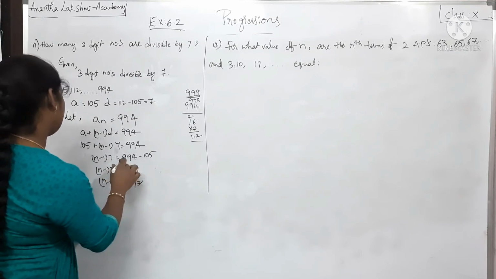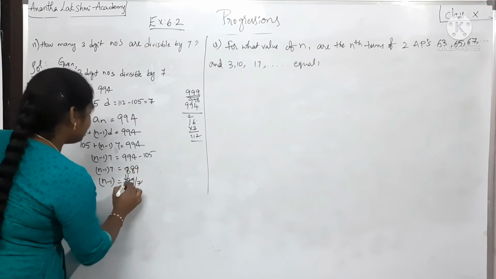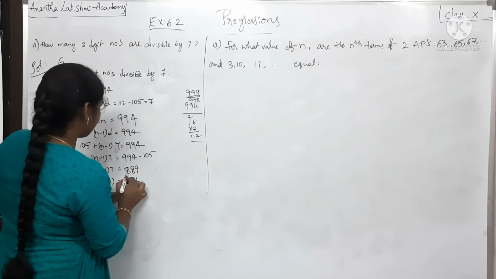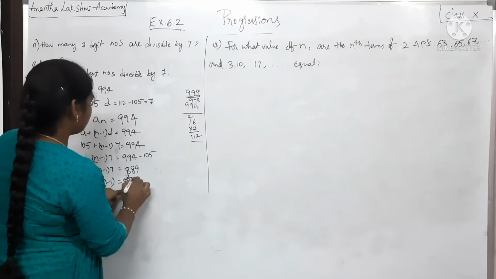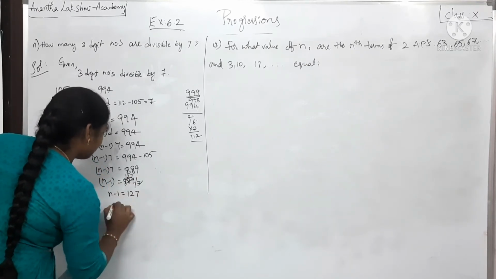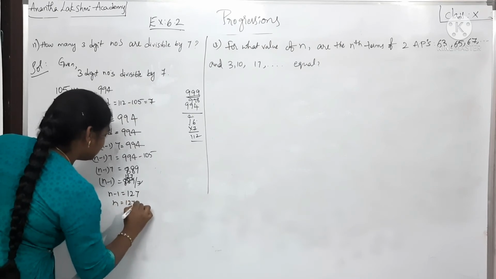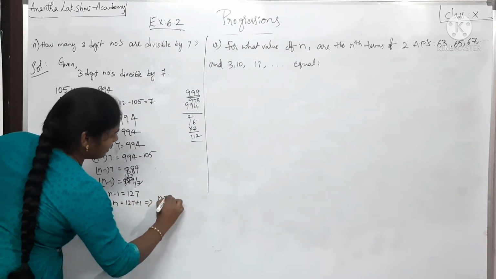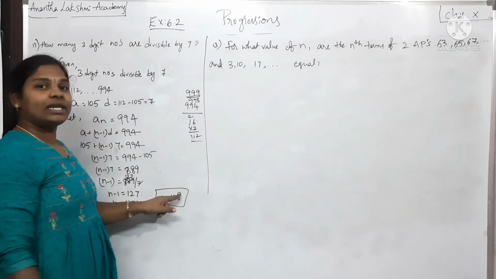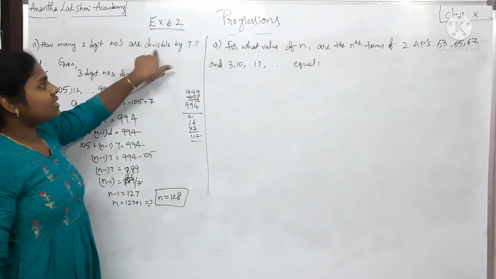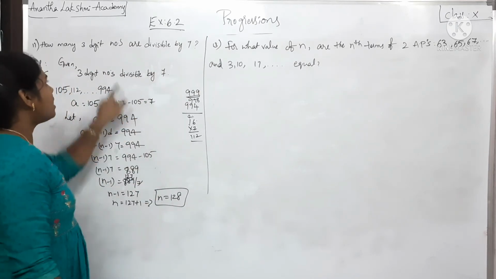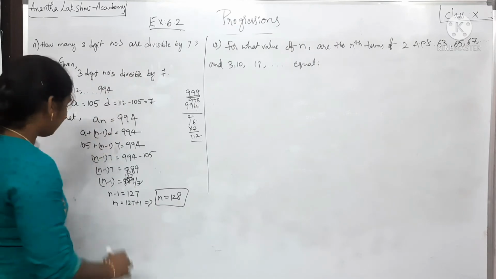Sorry, this is 8, 8, 9 by 7. 7 ones are 7 and this is 18. 7 twos are 14. So this is 127. n minus 1 is equal to 127. n is equal to 127 plus 1, which will give us the result of 128. So how many three-digit numbers are divisible by 7? 128 numbers are divisible by 7.